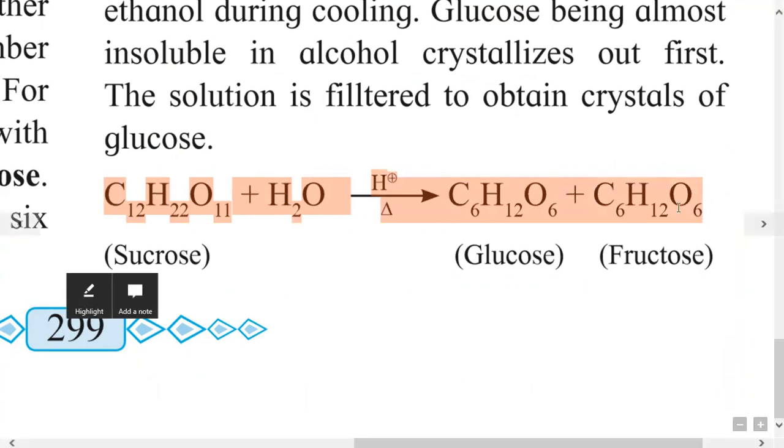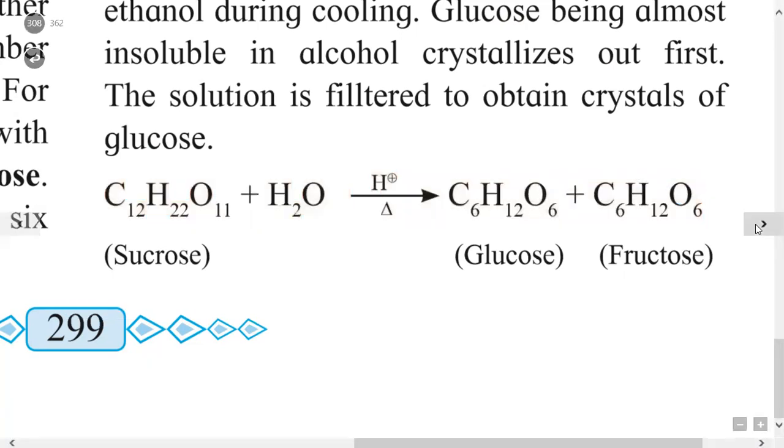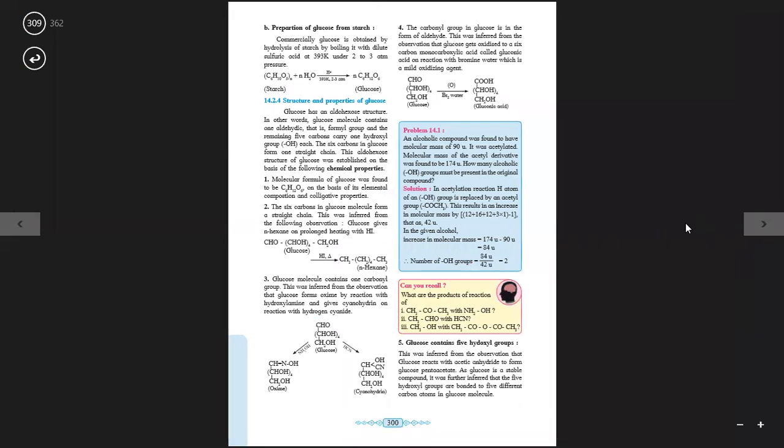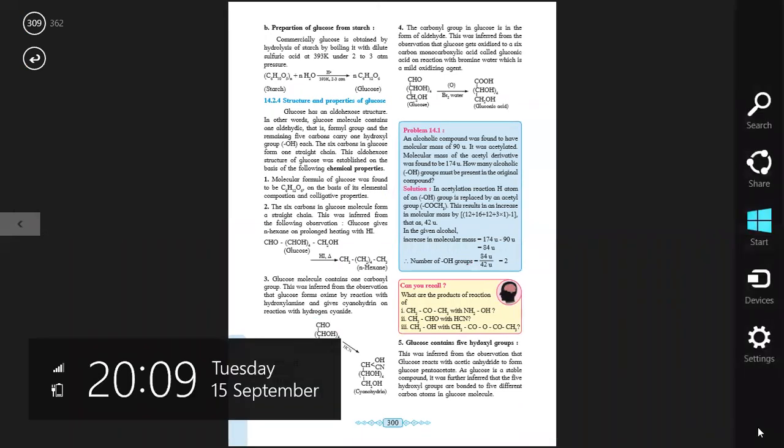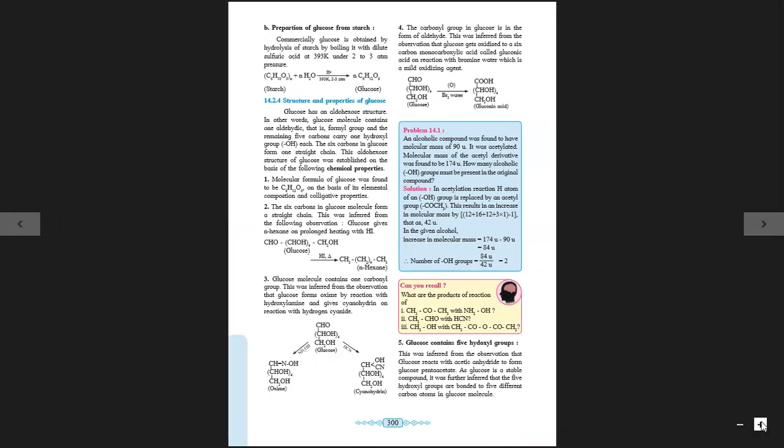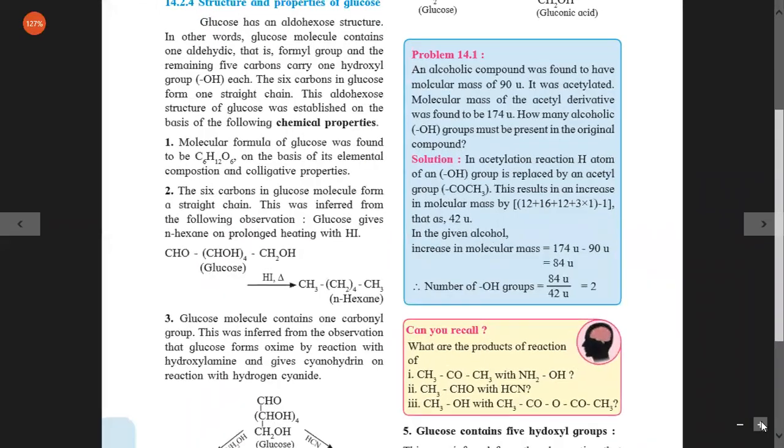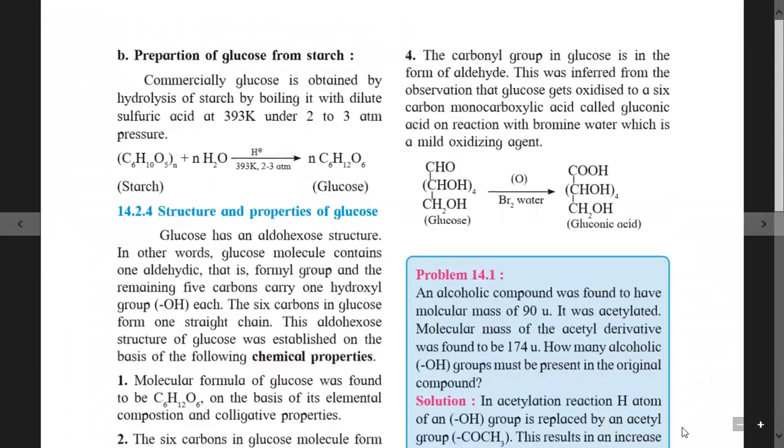So we get glucose plus fructose, and as we studied, during crystallization when alcohol, ethanol, is added, fructose gets dissolved in alcohol and glucose can be separated in the form of crystals. So that is preparation method number 1. Now preparation method number 2 for glucose is from starch.